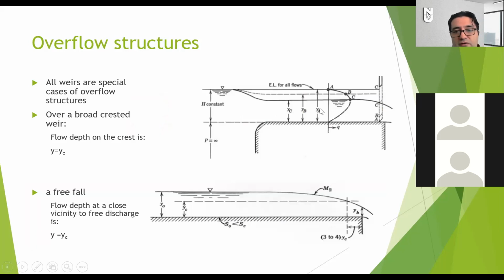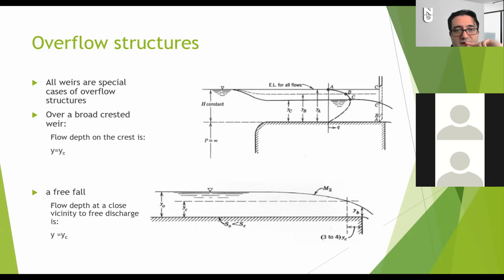That type of structure is called an overflow structure, okay, guys? And here is the graphical presentation of what you have just observed. In theory, while water is passing over a broad crest, the height on the crest is supposed to be equal to the critical depth. So what you have seen as the height on the crest is the critical depth.